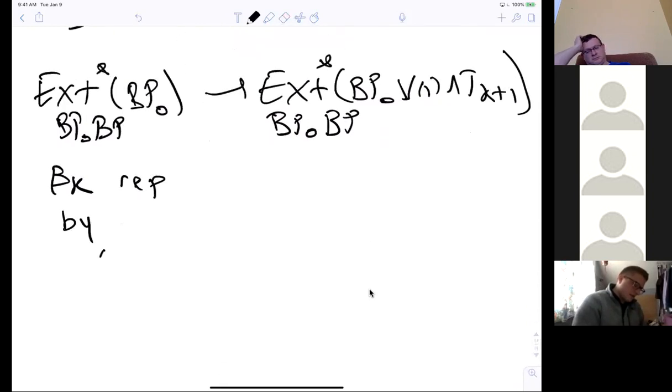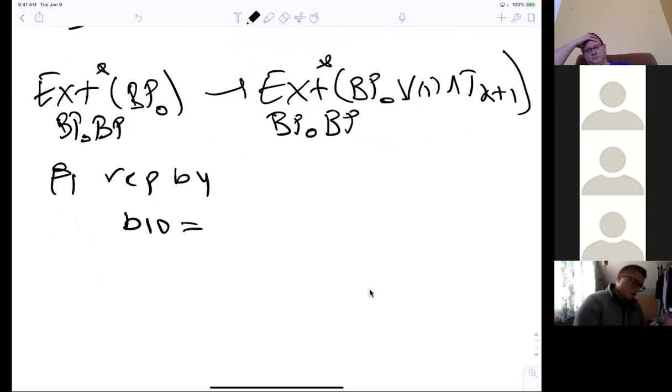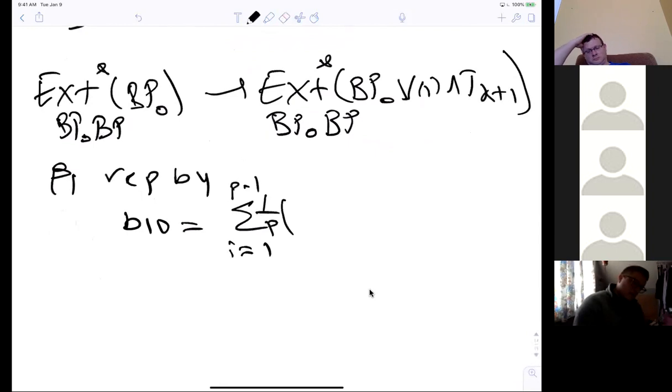So beta K is represented by this element. Let me first just say that beta 1 is represented by this element B10, which is equal to the sum from i equals 1 to p minus 1 of 1 over p choose i, T1 to the p minus i tensor T1, at least mod p and v1.